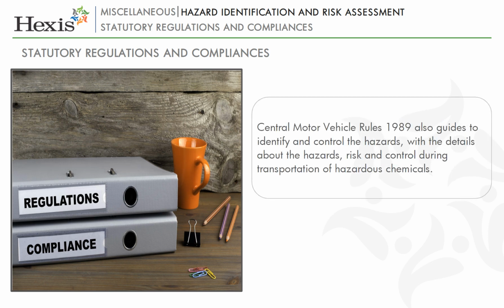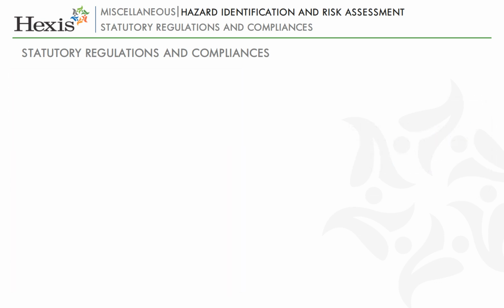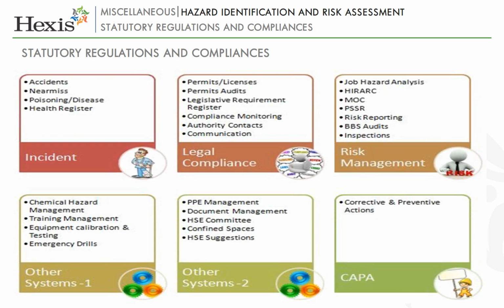Central Motor Vehicle Rules 1989 also guides to identify and control the hazards with the details about the hazards, risk and control during transportation of hazardous chemicals. The image on screen depicts the entire process of HIRA.